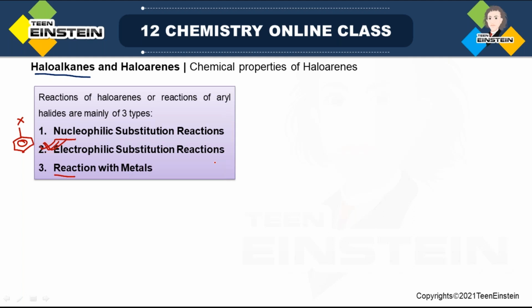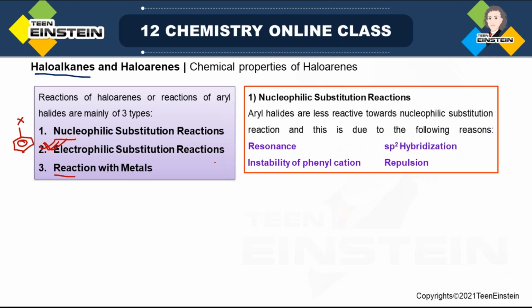So there are some specific reasons behind that, and we will see all these points one by one. Nucleophilic substitution reactions for aryl halides are very less reactive towards this type of reaction, and this is because of these 4 reasons. The 4 reasons mentioned here: resonance, then sp2 hybridization of the carbon, because in the aromatic ring all the carbons are sp2 hybridized.